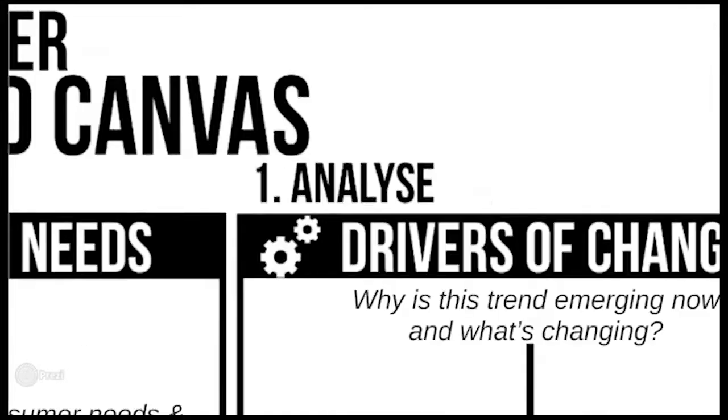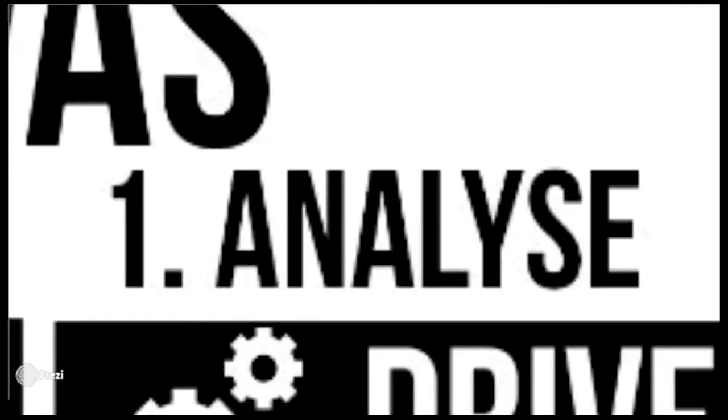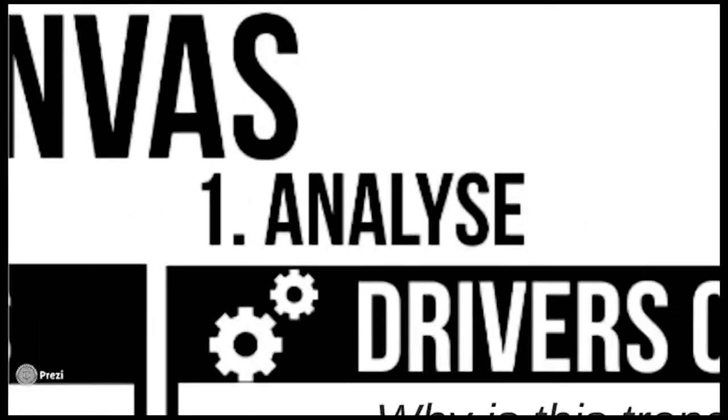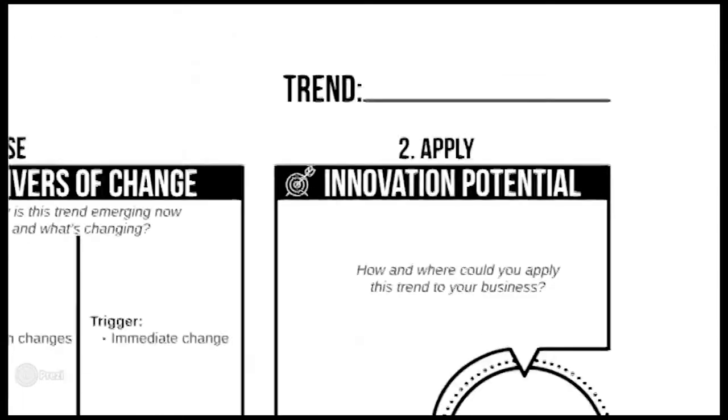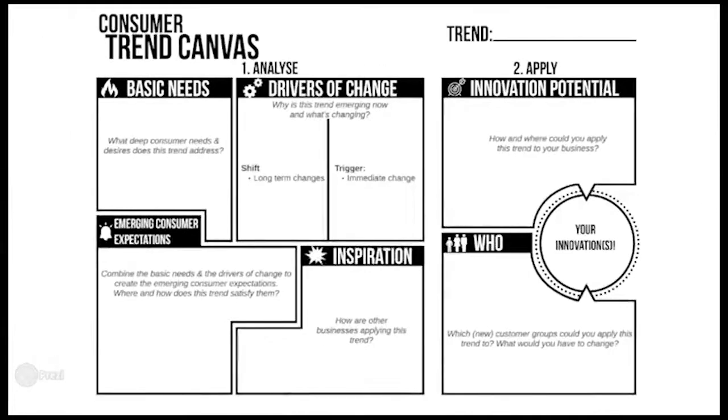The left-hand side of the Trend Canvas will help you to unpack and understand the trend you're examining. Keep circling back to re-examine how the segments relate to each other. Insights in one segment may highlight other elements of the trend and help you uncover truly novel concepts. The right-hand side of the Trend Canvas is all about identifying what opportunities this trend can present for your business and how, where, and for which consumers you could apply the trend.